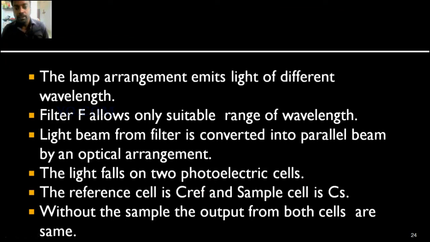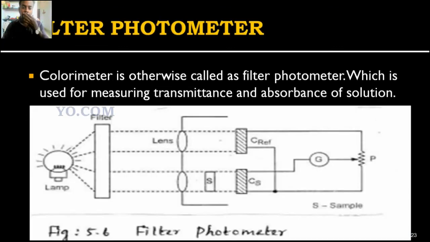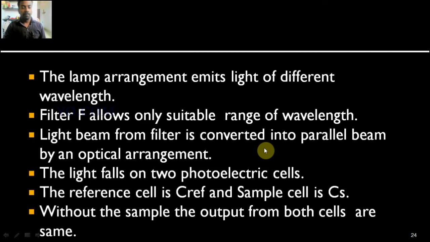The lamp arrangement emits light of different wavelengths. The filter F allows only a suitable range of wavelength. The light beam from the filter is converted into a parallel beam by the optical lens arrangement. The light falls on the two photoelectric cells, that are the sensors: C reference and C sample. S for sample and R for reference. Without the sample, the output from both cells is the same, so the calibration is good.